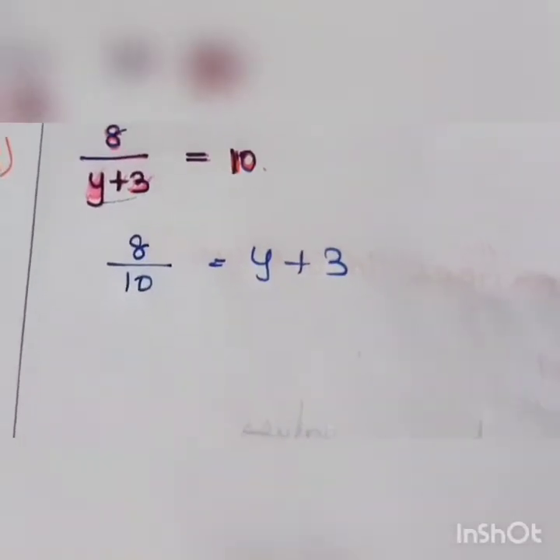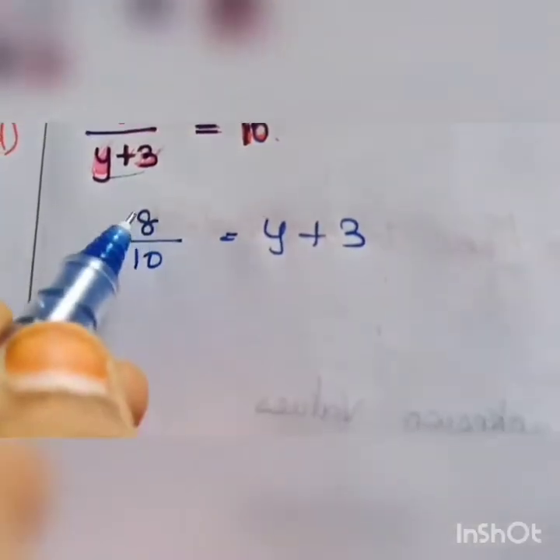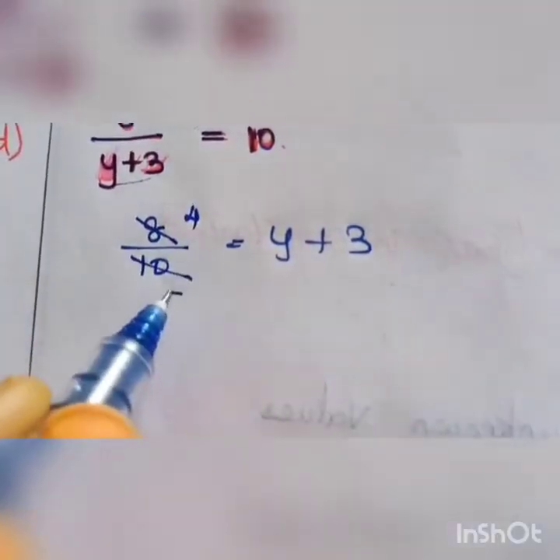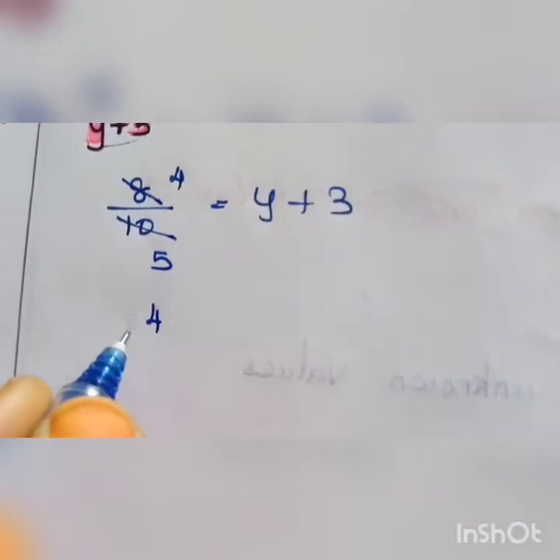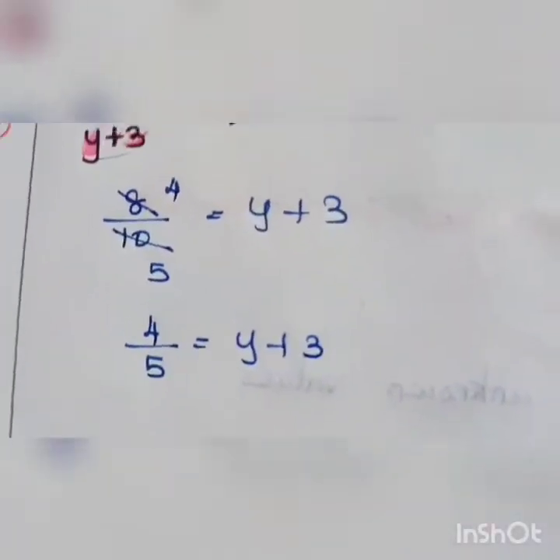Both are possible only. So okay, what is your next step? If it is possible, we can cancel. So 8 is 4 times in the 2 table, 10 is 5 times in the 2 table. So your simplified answer is 4 by 5 equal to y plus 3. So what is the next step?